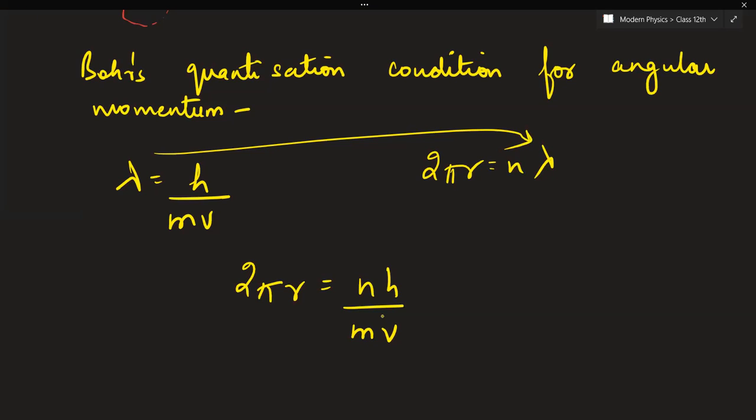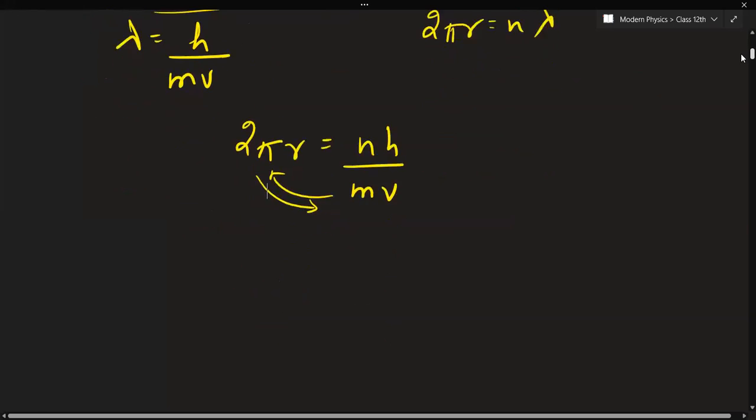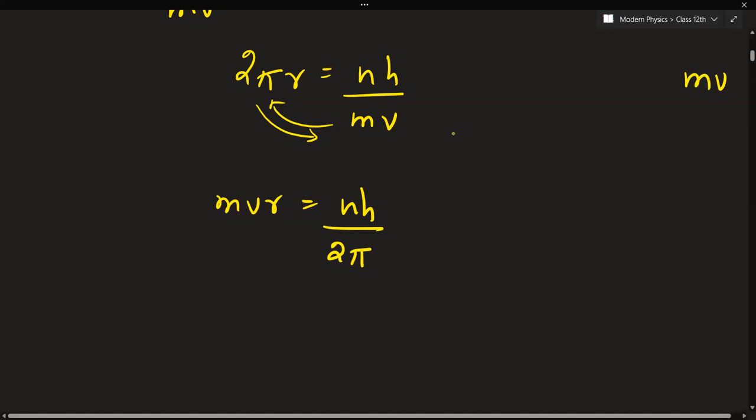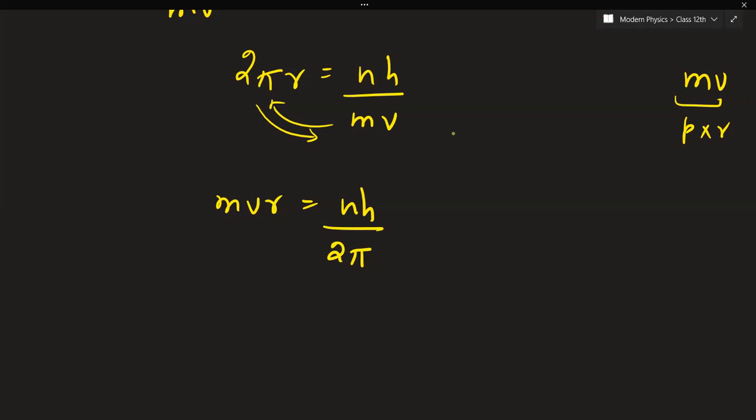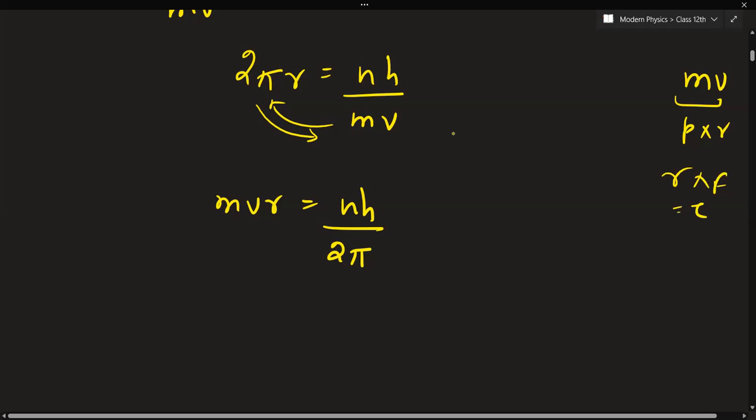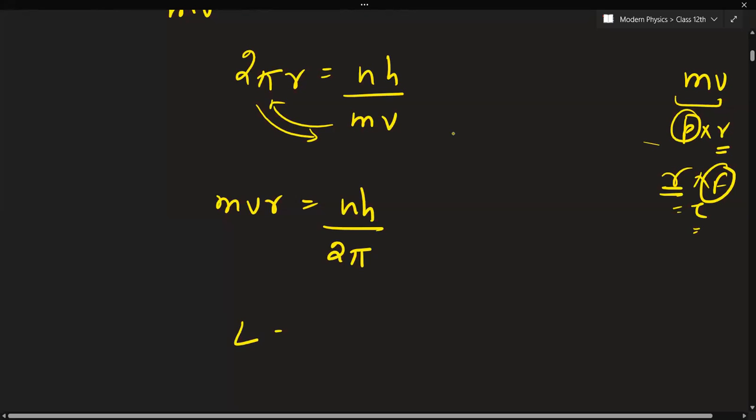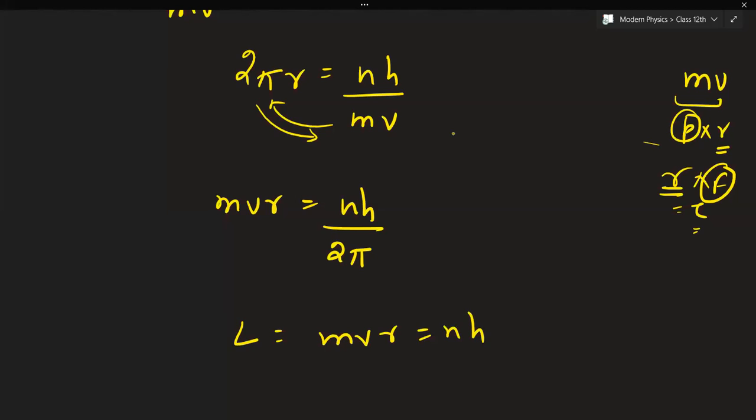Just bring this mv here, shift the 2 pi over here. Just exchange these two quantities, one in the numerator, the other in the denominator. This will be mvr is equal to nh by 2 pi. Can anybody tell me what is mvr? Centripetal force? No, that is mv square by r. This is angular momentum. If linear momentum was mv, then if you multiply linear momentum with r, that gives you angular momentum. The way r cross F gives you torque, similarly here you have a linear quantity multiplied by the radius vector, a new quantity, that is angular momentum. So angular momentum, which is mvr, is equal to nh by 2 pi.